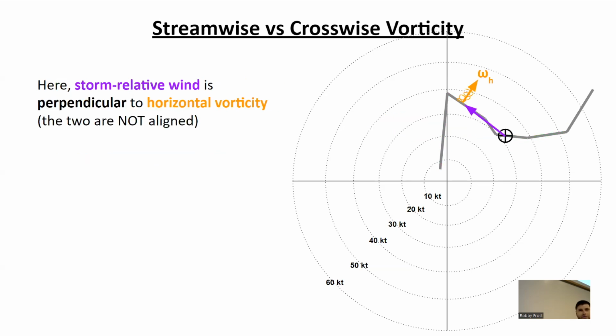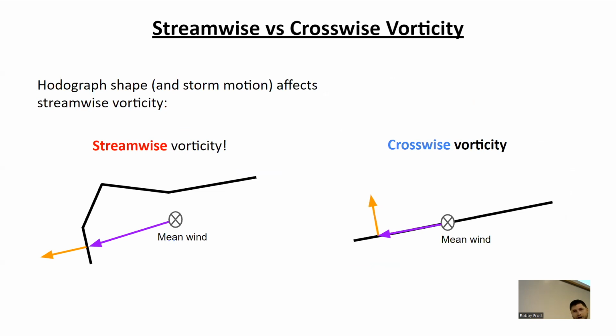This one, on the other hand, has storm-relative winds perpendicular to the horizontal vorticity. So they're crossing each other. The two are not aligned. Does anyone know what that's referred to as? Crosswise vorticity, exactly. This is going to be the least efficient way to generate a mid-level mesocyclone, but not impossible, and we'll show why.